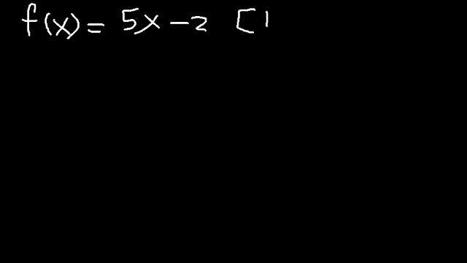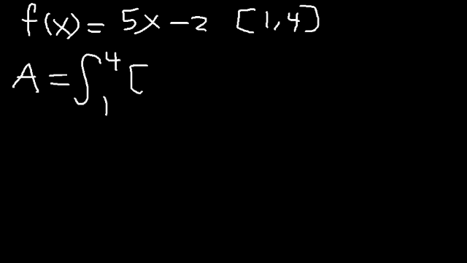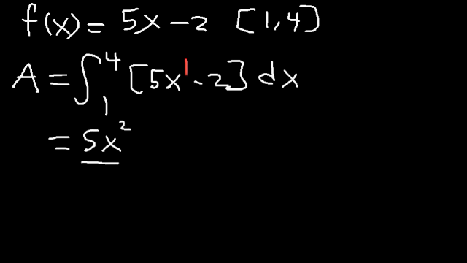Now let's try another example. Find the area between the curve and the x-axis for the function f of x equals 5x minus 2 in the interval 1 to 4. So let's use the definite integral first. So it's going to be the antiderivative from 1 to 4, 5x minus 2 dx. So the antiderivative of 5x is 5x squared divided by 2, and the antiderivative of 2 is simply 2x.